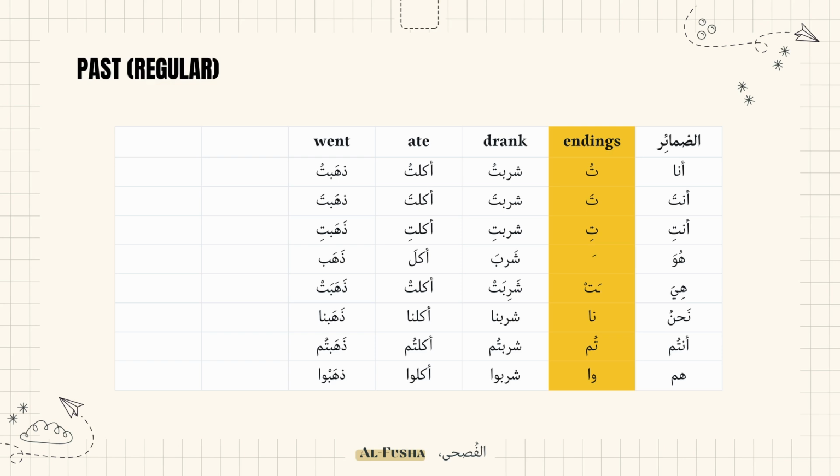Now, if you want to say you went, أنت ذهبت. But you don't want to say you went. You want to make a question. You want to ask, did you go? So for did or for yes or no questions, when we have the question tools, we have the word هل. So we say هل ذهبت إلى العمل? Did you go to work? هل ذهبت إلى المدرسة? Did you go to school?